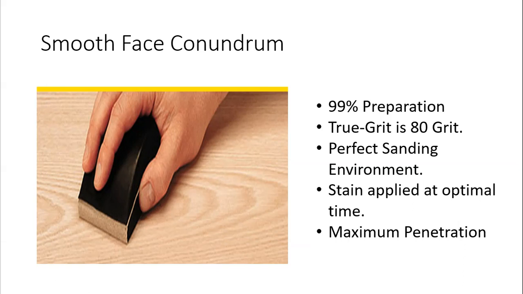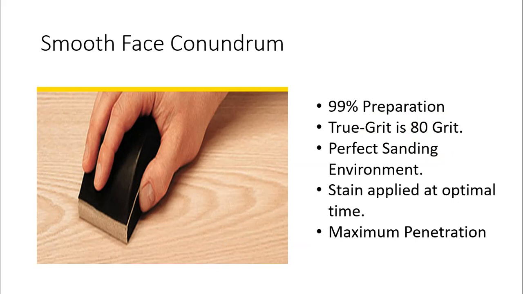If you're going to do the smooth face, you have to sand it before you stain it, and you have to use an 80 grit. If you use a 100 grit, you could close that grain and it won't want to take a stain. So an 80 grit will open it up enough to take a stain.